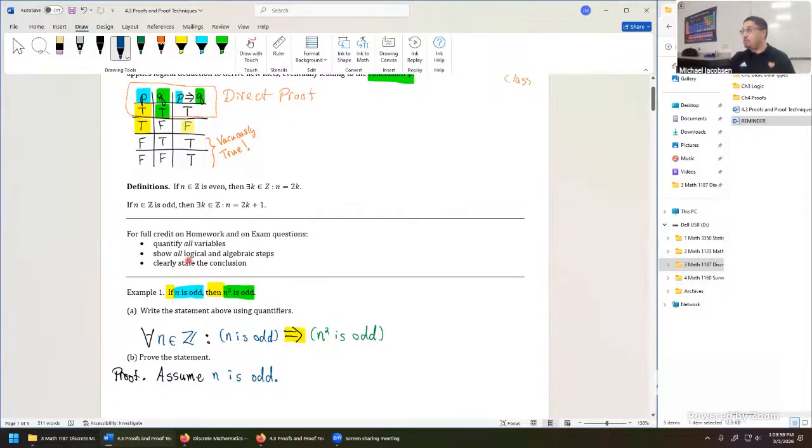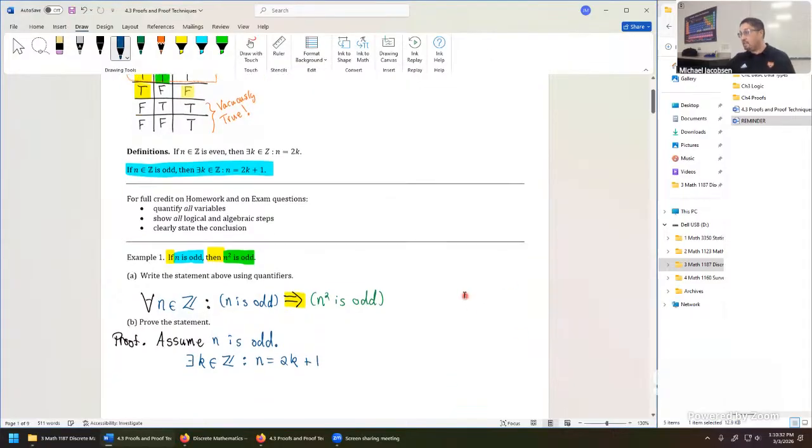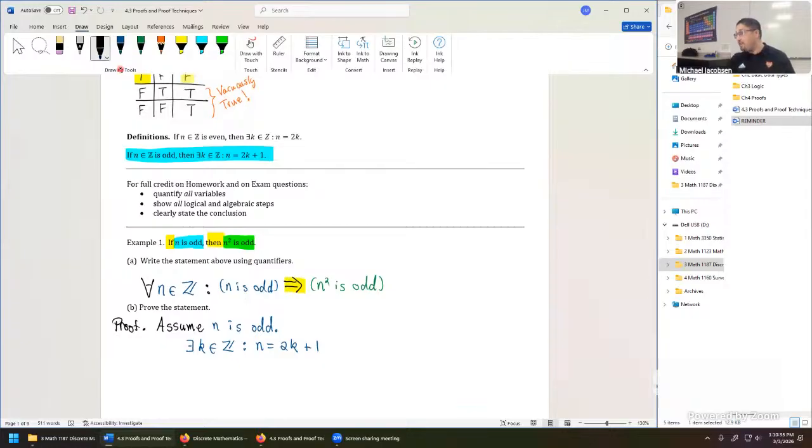So instead, we go here. Because we assume that n is odd, and we're going to allow n to be a fully arbitrary odd number, we now need to say, what does it mean for it to be odd? Here's where we're quantifying the new variable. If n is odd, we have to say, let's write it out this way, there exists k in Z such that n equals 2k plus 1. So here is what it means for our integer n to be odd. I'll say here just to write out an ordinary sentence.